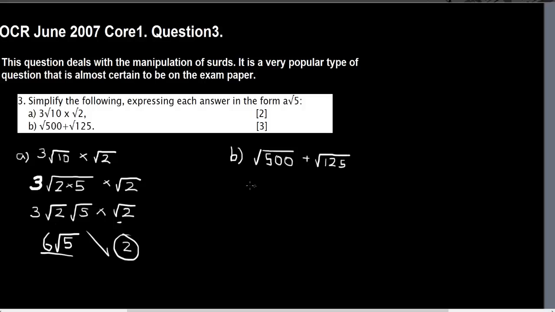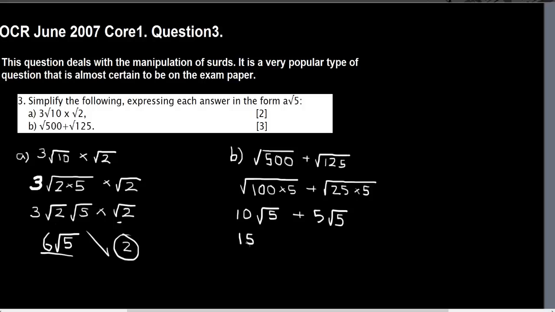For B, again we know we're looking for root 5, so it's going to be fairly straightforward. We've got root 500, which is root 100 times 5, plus root 125, which is root 25 times 5. So that gives us root 100 is 10 root 5, plus root 25 is 5, so that gives us 5 root 5, and 10 root 5 plus 5 root 5 is 15 root 5. So that's the answer to part B. So we'll have 3 marks for that.